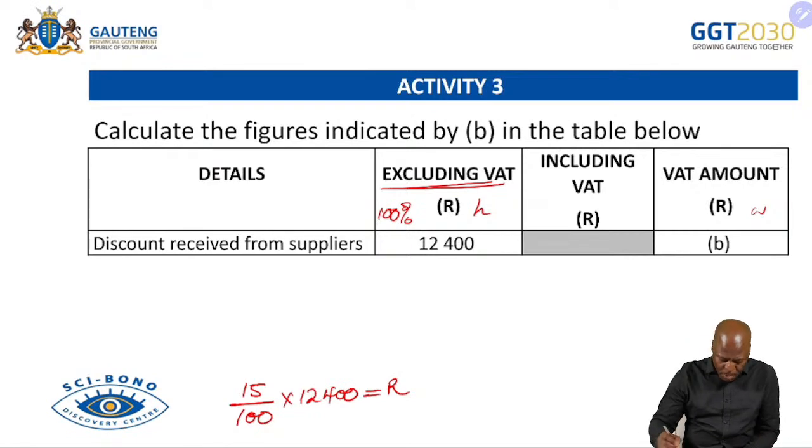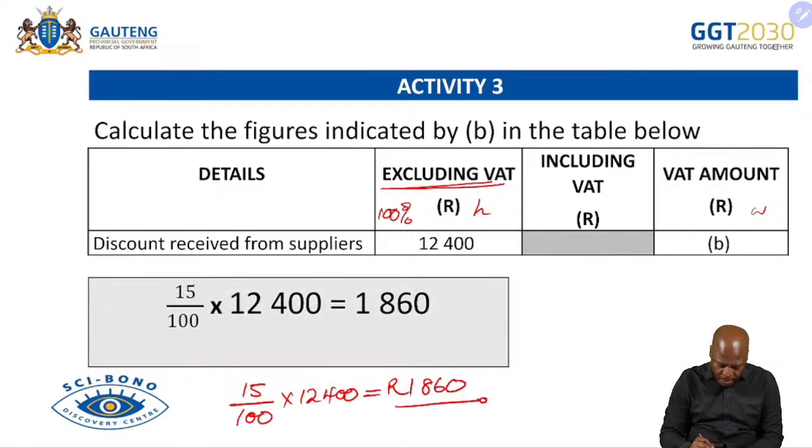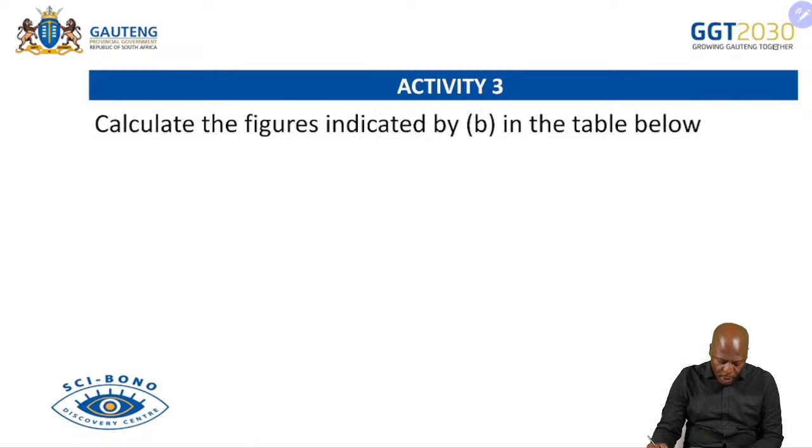Please give it to me. How much do we get? Okay, thank you. 1,860. I hear most of you are saying that is what we got. That is beautiful. Let us quickly see how it would appear. There it is. I have my 15 over my 100 multiplied by my 12,400 to give me my 1,860. Let's quickly go on now to the next one.